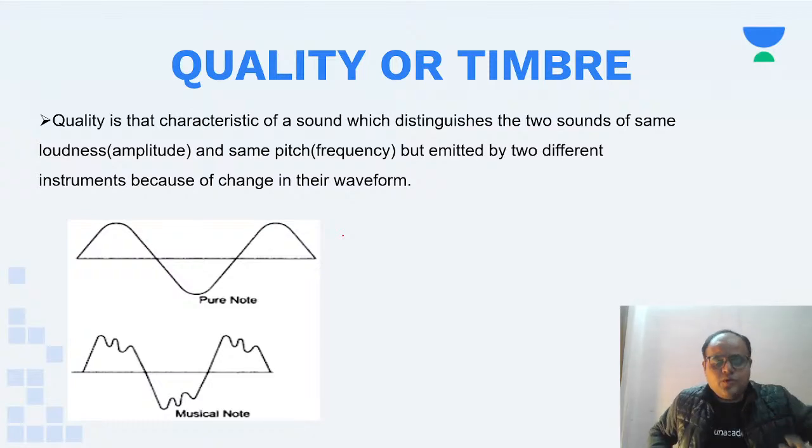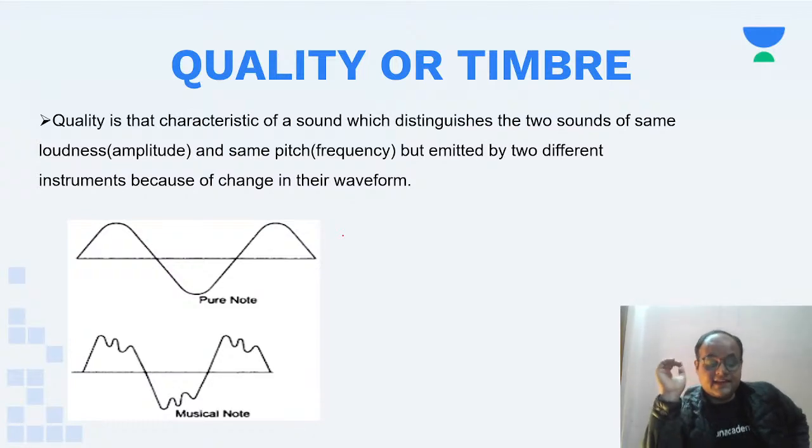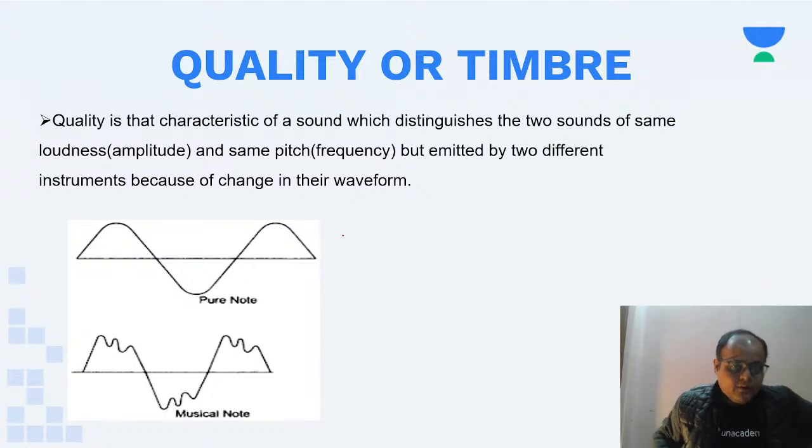Now see, this is quality, or timbre. Like I said earlier as well, whenever we are addressing a particular property of sound, the other two properties have to be assumed constant. If I'm talking about quality, it automatically means that the pitch and the loudness are constant. Don't have to worry about it.